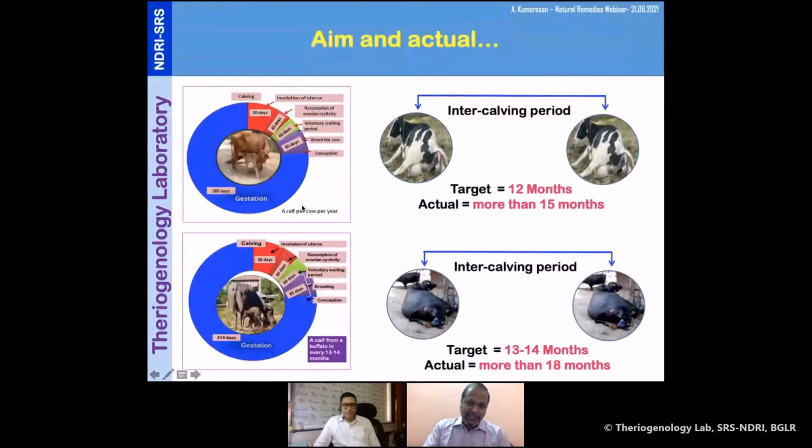And to have this, automatically every year the cow, in the case of cattle, has to produce a calf. In the case of buffaloes, it is once in every 13 to 14 months, because the gestation period is one month longer in this animal. But what is actually happening when we aim for 12 months? I am going to present here data from a well-organized farm where data are adequately available and properly documented.